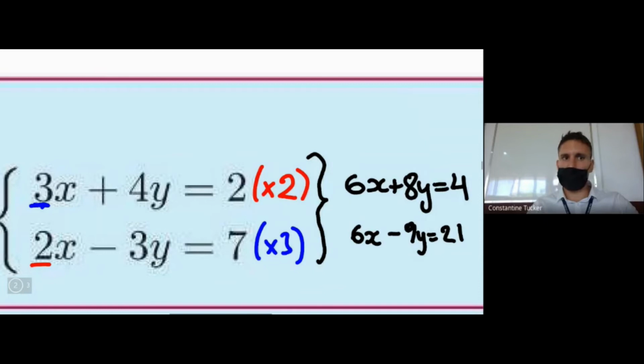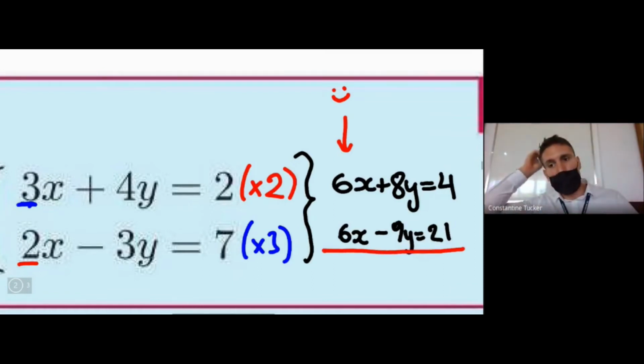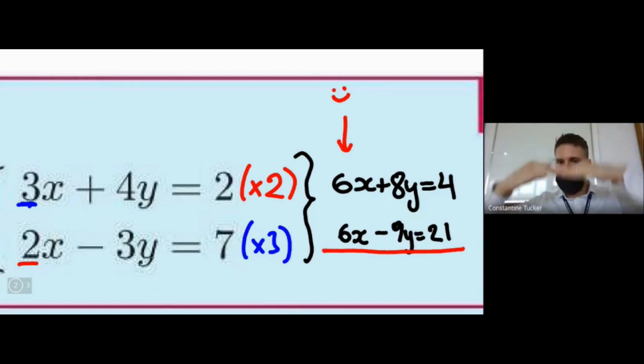Yes, great. So why does this make us happy? Because we have the same here. We've got 6x and we've got 6x. So I'm going to put a smiley face here. Everything is just 6x. So now we can go ahead and simplify something. How do we do it? Well, I'm going to draw a little line underneath. And now we're always allowed to do this. Either add everything vertically, add by part, or subtract.